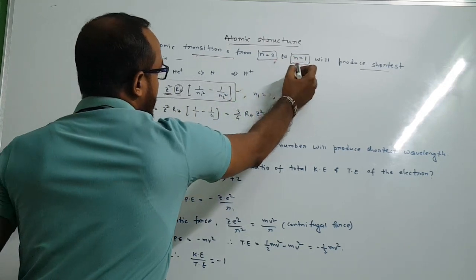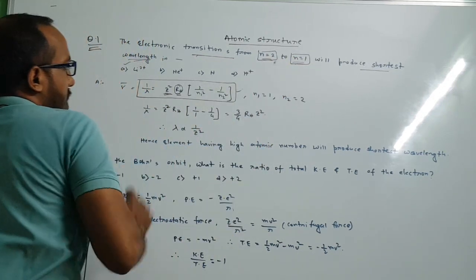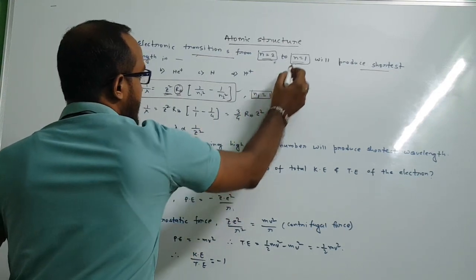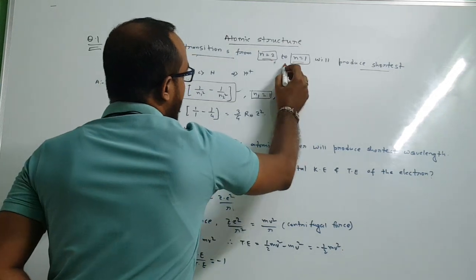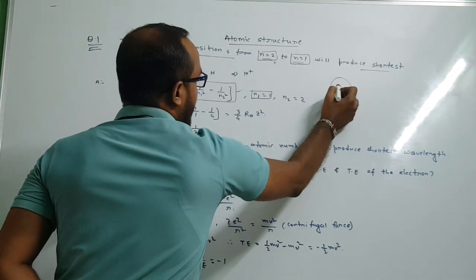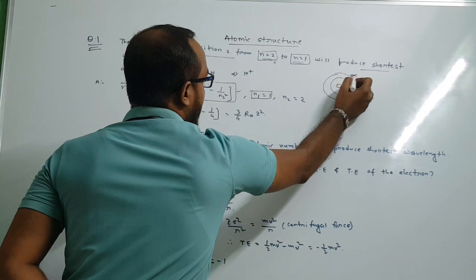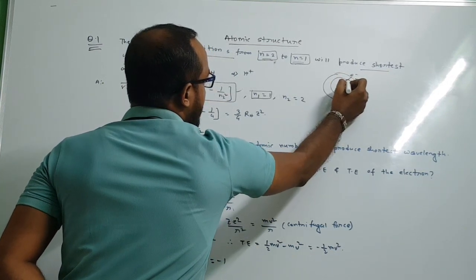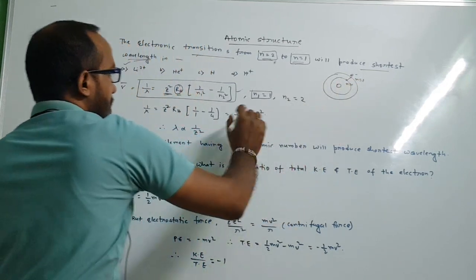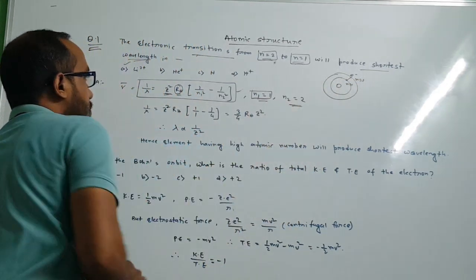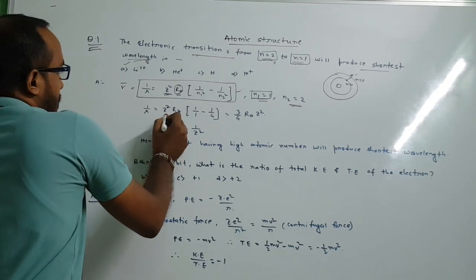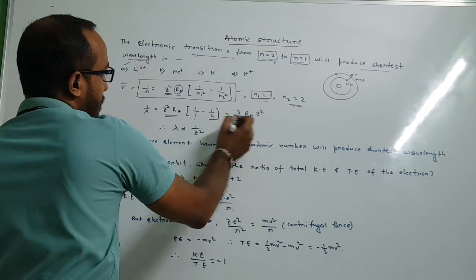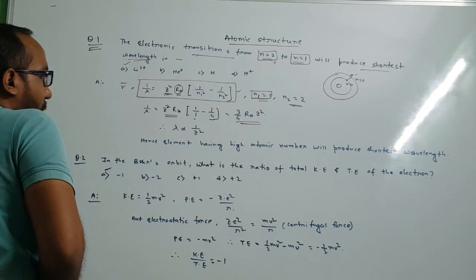Here it is given the electron transition from n equals 2 to n equals 1. That means the initial state, what is the initial state? The electron is coming from n equals 2 to n equals 1. So n1 is 1, n2 is 2. Then 1 by lambda equals Z square Rh into (1 by 1 minus 1 by 2 square), that is 4. Calculate, you will get this.